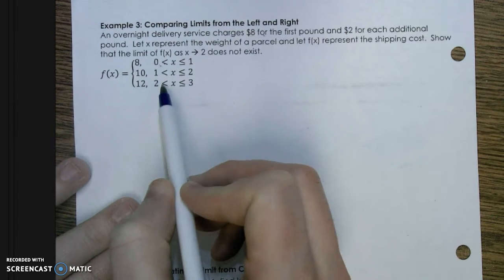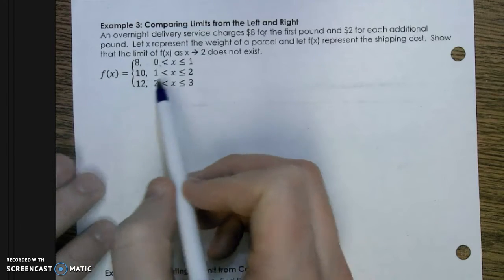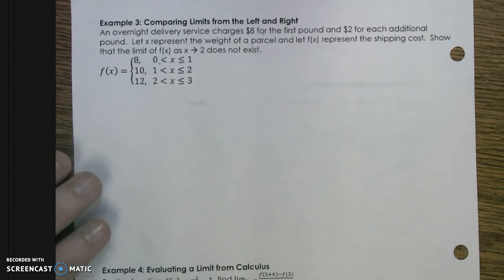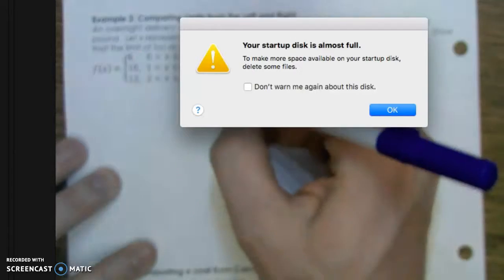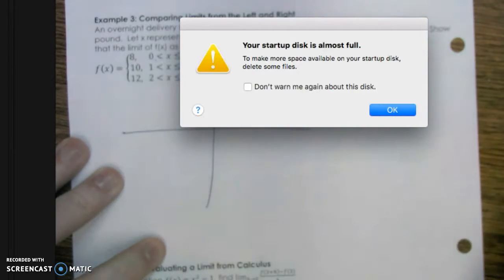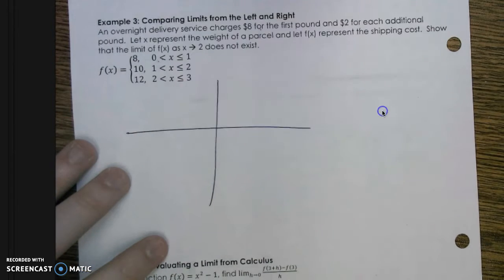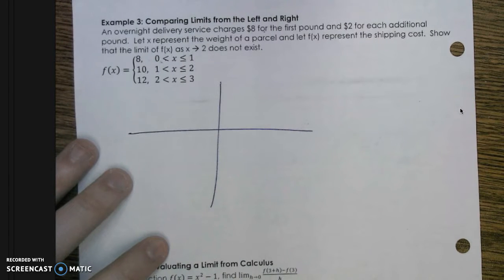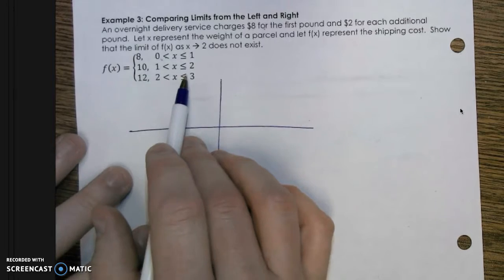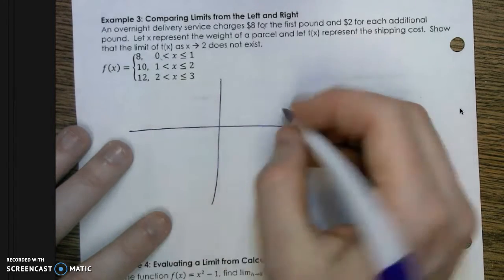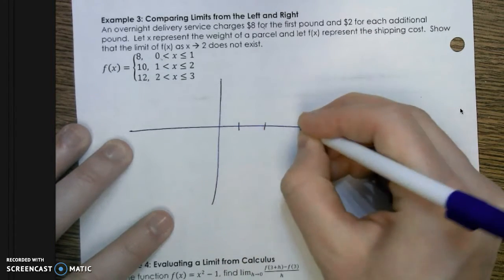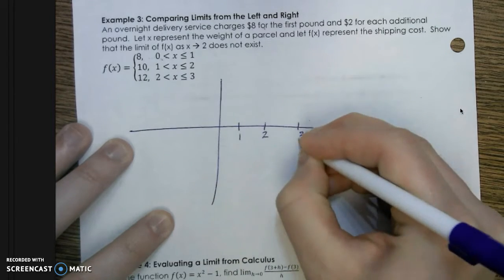If it's anywhere between 2 and 3, it's now $12. So every time we add $2. If we want to look at a graph of that, you can go to Desmos like you had before and do the inequalities, or you can think about what the graph would look like on your own. Let's do it on our own right now.